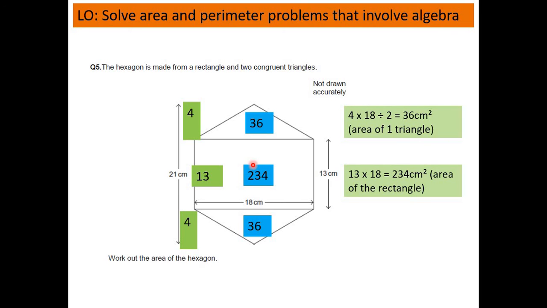So now that we have the area of all three shapes, we need to work out the area of the hexagon. So we need to add together these three areas. 36 add 36 add 234. And that gives us 306. And that is the total area, and that will be 306 centimeters squared is the area of that hexagon. So when you see questions like this, you want to see if you can divide the shapes up. If you get a hexagon, can you divide it up into other shapes?